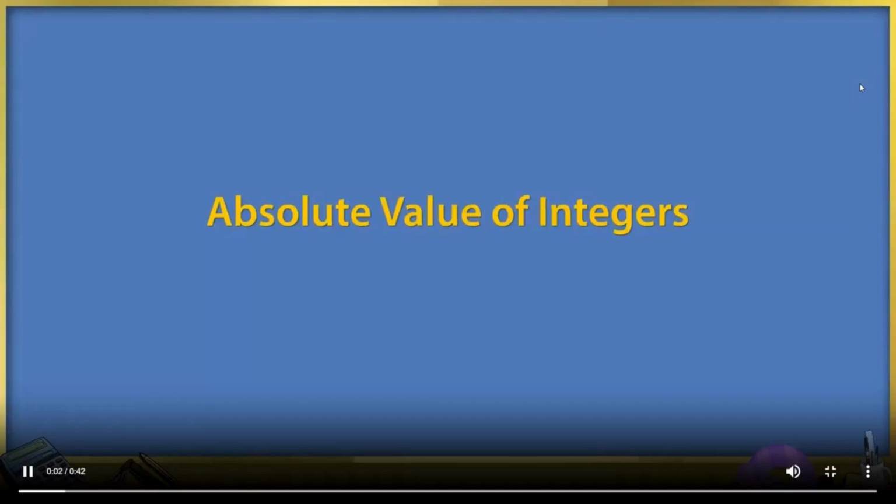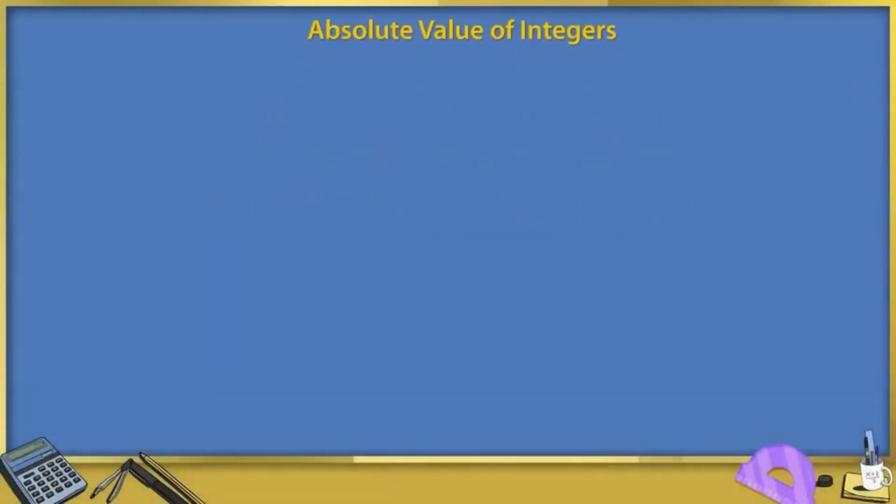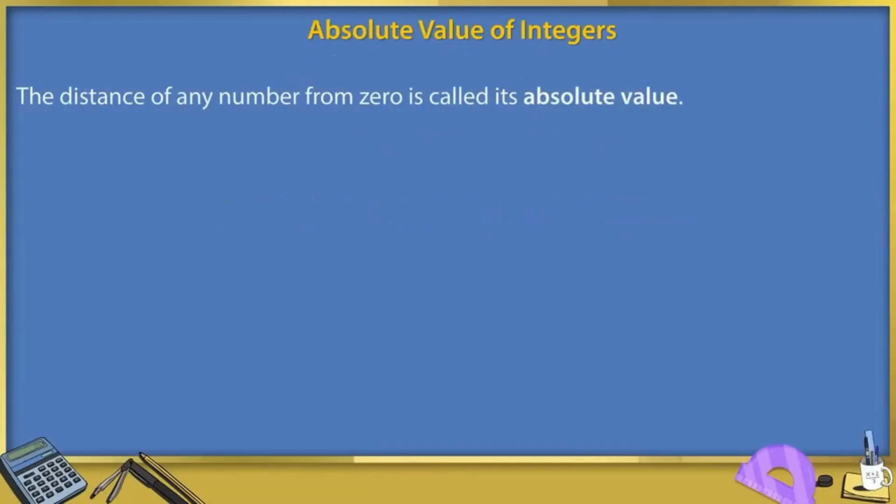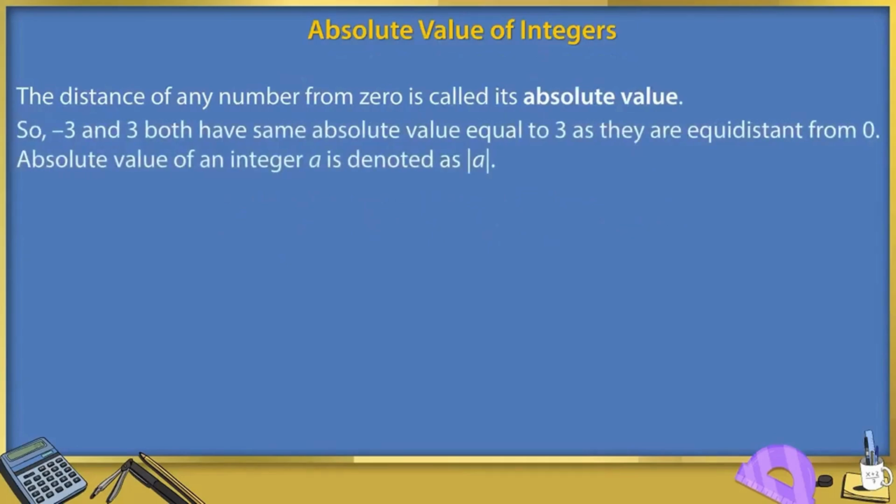Absolute value of integers. The distance of any number from 0 is called its absolute value. So, -3 and 3 both have the same absolute value equal to 3 as they are equidistant from 0.